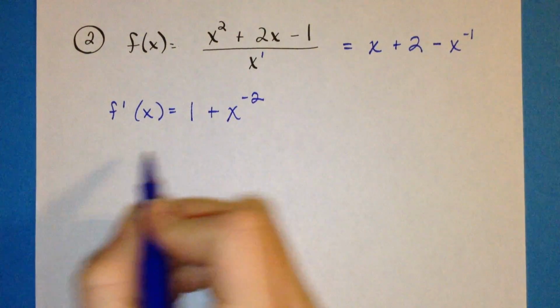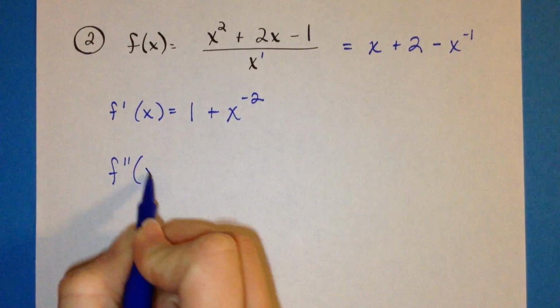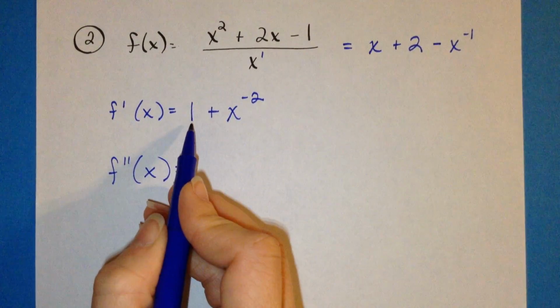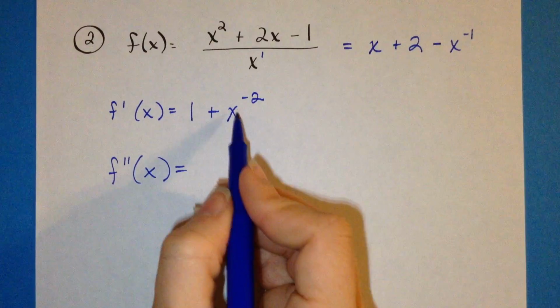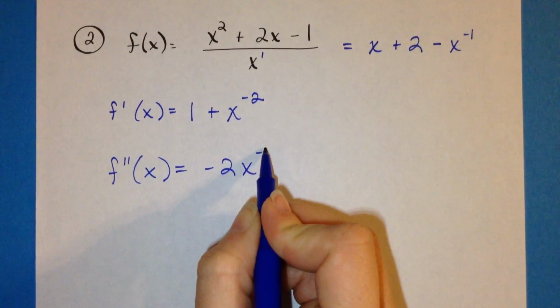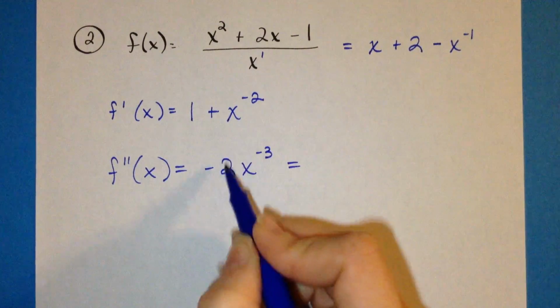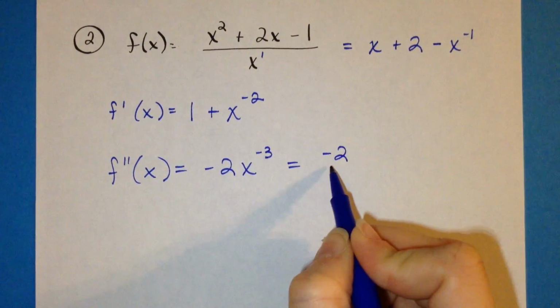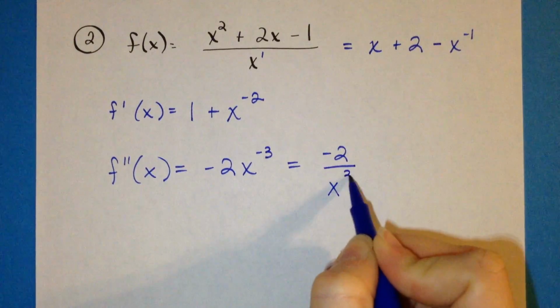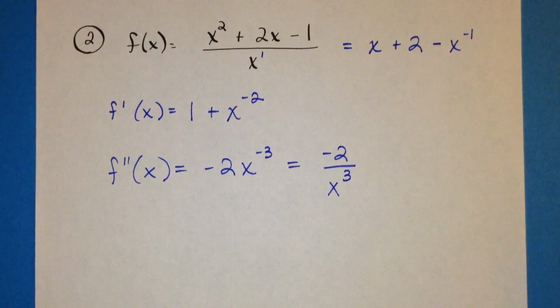And now, again, don't rewrite it, leave it, take your second derivative. So the derivative of 1 would be 0. Using power rule here, I would have negative 2x to the negative 3 because you drop your power by 1. And now, last, rewriting this, you would have negative 2 divided by x to the third power. So this would be your final result.